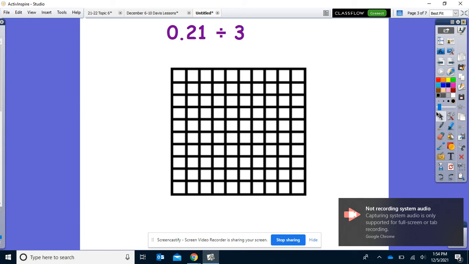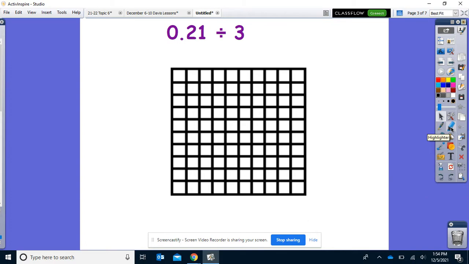All right, so we're going to look at how to divide a decimal by a whole number using the 10 by 10 grids. So your first step is going to be to section off your grid based off of your first number. So we have 21 hundredths, so I'm going to section off the 21 hundredths that we have. All right, so I have my 2 tenths and my 1 hundredth. So that's a total of 21 hundredths.